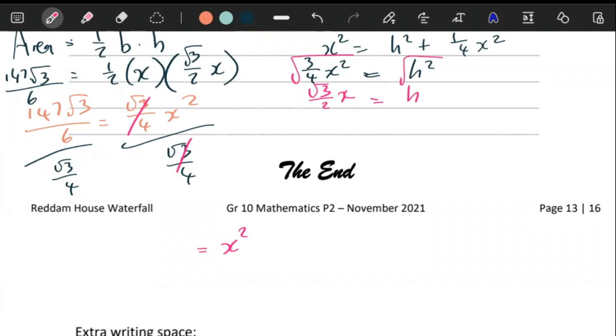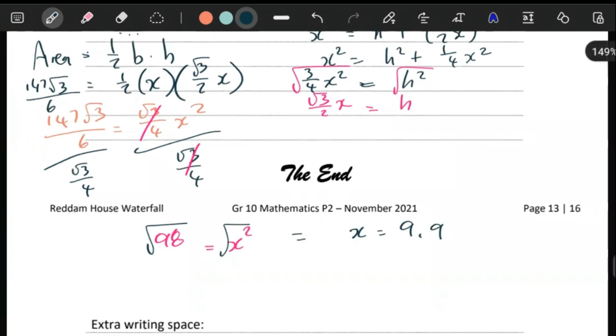So x squared being equal to that whole thing. Let's see here, 147 square root of 3 over 6, divided by square root of 3 over 4. That's like 98 on the dot. Wow. Square root both sides. You then have there 9.9 as the final answer. X is equal to 9.9 if you round it to one decimal place.